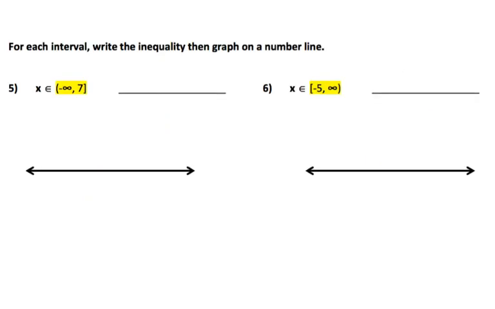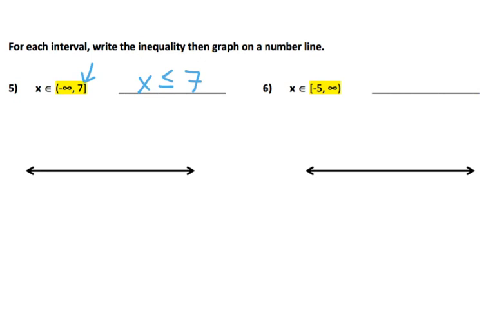Okay, for these next ones, we have the interval notation given, and we're going to write the inequality and graph it on a number line. So let's start out here with number 5. We got X is an element from negative infinity to 7. So negative infinity up to 7 means we're going to be dealing with something less than 7. So we're going to say X is less than 7. Now, notice I left space because this is an or equal to, since we have this bracket here on the 7. So it's X is less than or equal to 7.